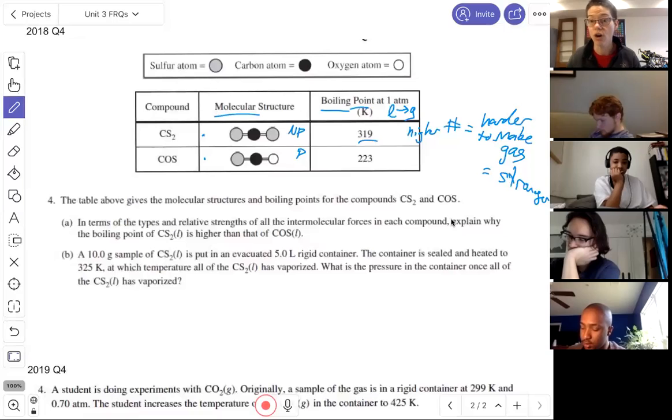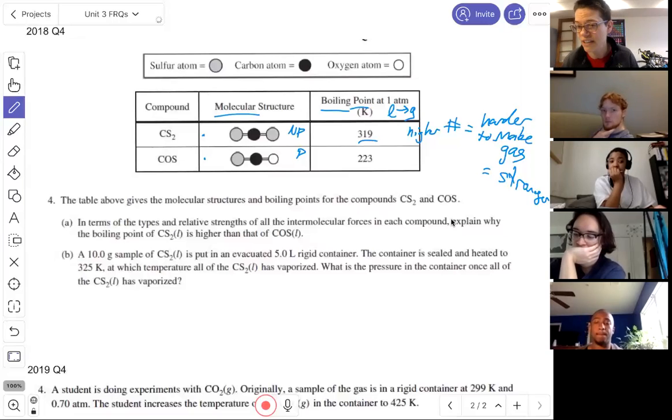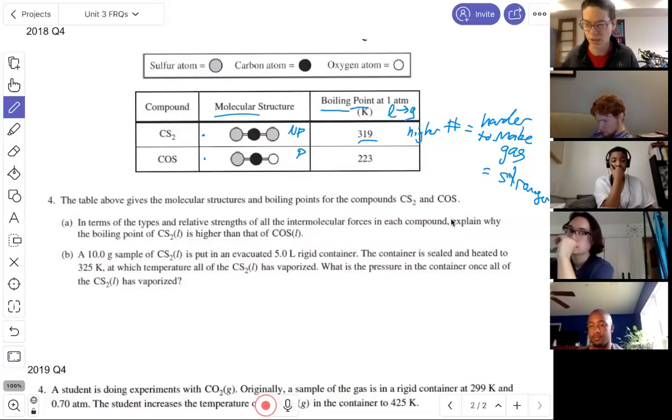So it is often helpful, when they give you a data table like this, to very quickly think mentally, whether you write it down or not, about what information they just gave you, because they would not give it to you if it wasn't critical to answer the question. The words of the questions can sometimes be designed to trip you up, but the numbers are just the numbers. So focus on what the numbers say. And the numbers say that CS2 has a higher boiling point, which means it has stronger forces.